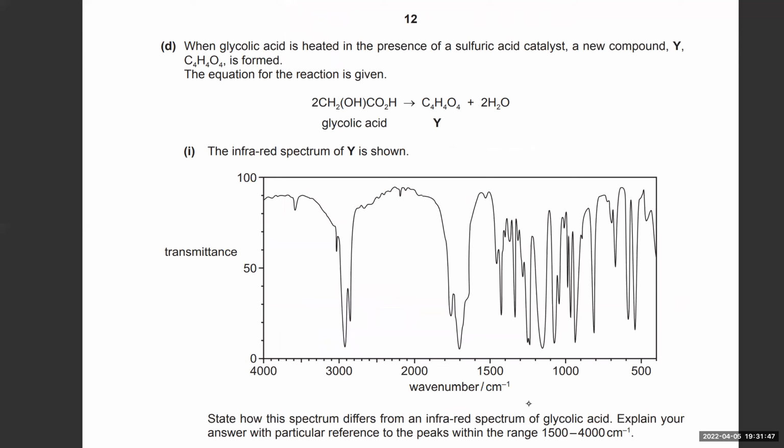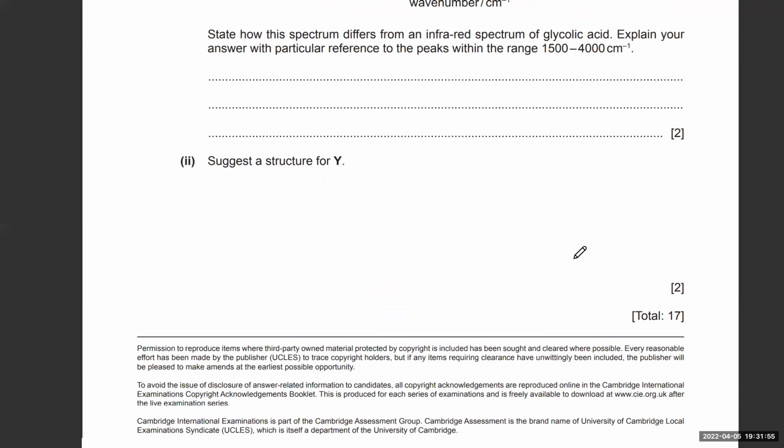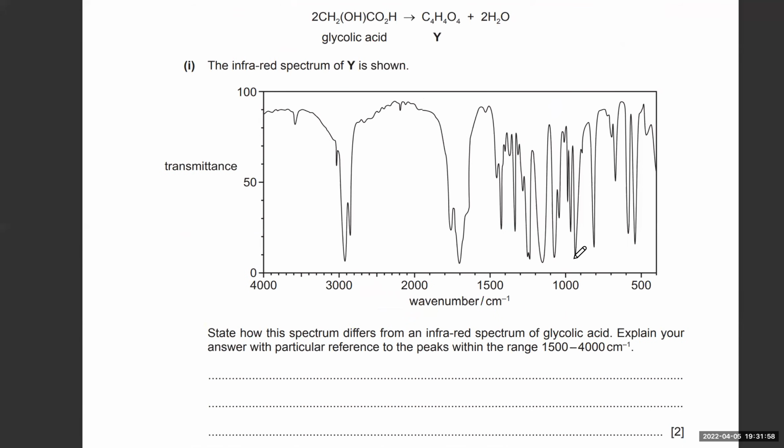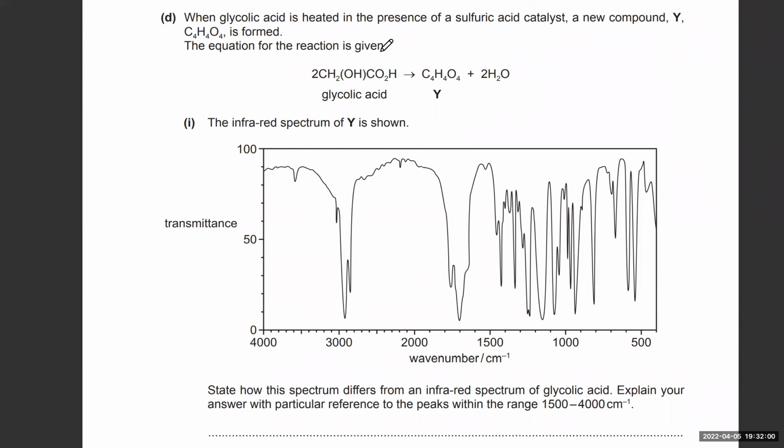Next, the infrared spectrum part. So this one. He says that there is glycolic acid, which is CH2OH, COOH. It's this molecule. It's 2 carbon atoms. It's got a carboxylic acid on one side, and it's got an OH group on the other side. Now it's reacting with itself. Sulfuric acid is the catalyst, and a new compound Y is produced.